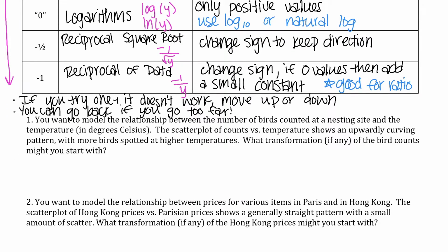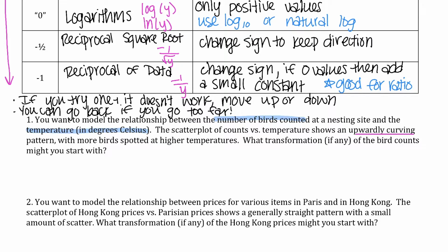So you want to model the relationship between number of birds counted at a nesting site and the temperature. So those are your variables: number of birds counted and temperature in Celsius. The scatter plot of counts versus temperatures shows an upwardly curving pattern with more birds spotted at higher temperatures. So notice it says upwardly curving pattern. So that means a re-expression is going to be necessary, right? Or we're going to try one at least.